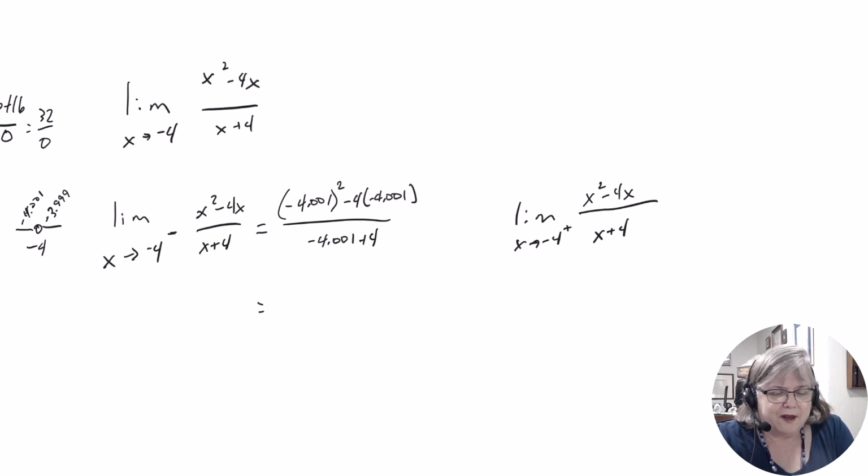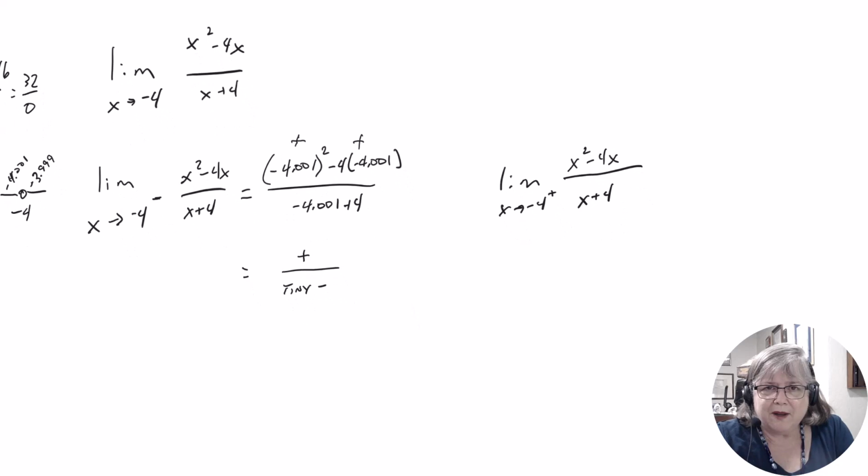So what you're going to have here is this is some positive number after you square it, and this is going to be a positive number. So I've got a positive number on top, and I've got a wee little tiny negative number on the bottom. So any positive number divided by a wee little tiny negative number is negative infinity.